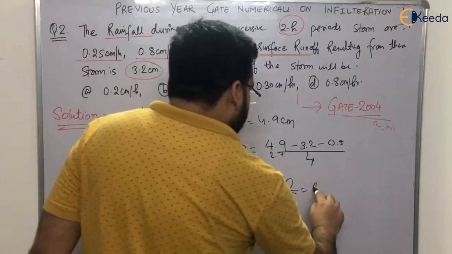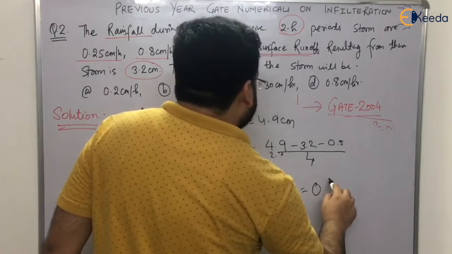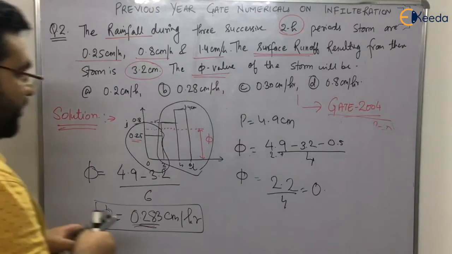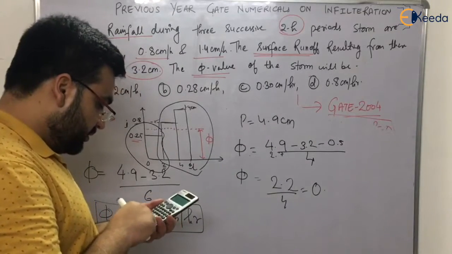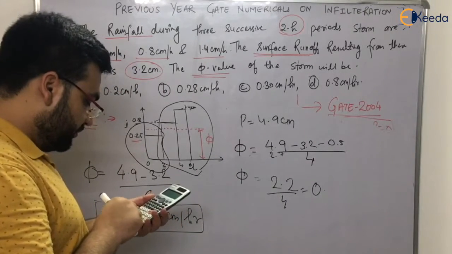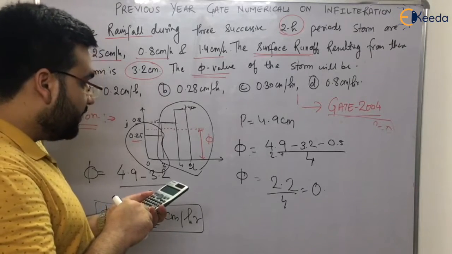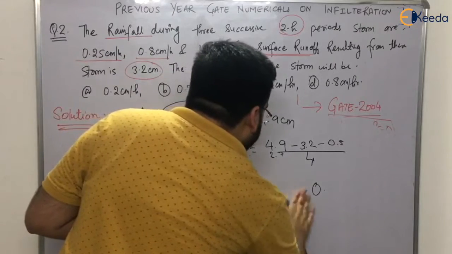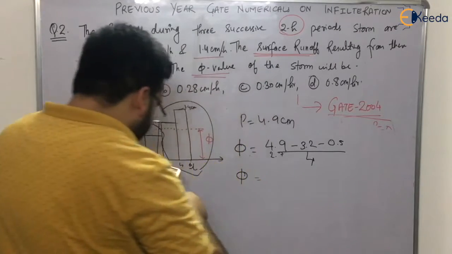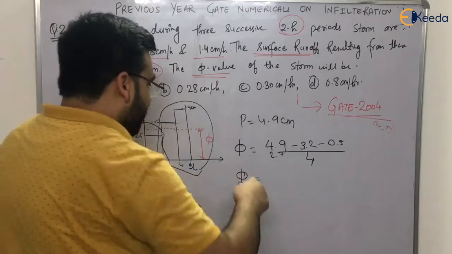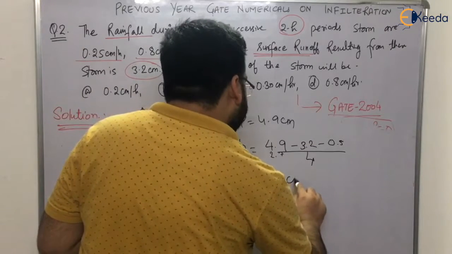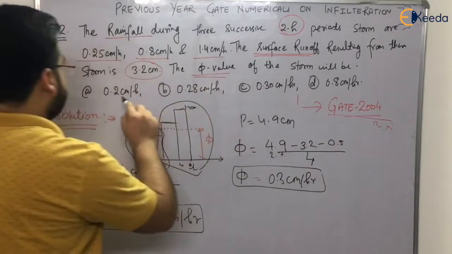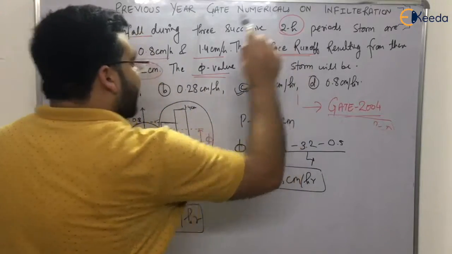Let me calculate how much it will be. It will be 0.3, right? It will be equal to 0.3. So the correct answer will be 0.3 centimeter per hour, right? Which answer is this? So C is the correct answer, right?